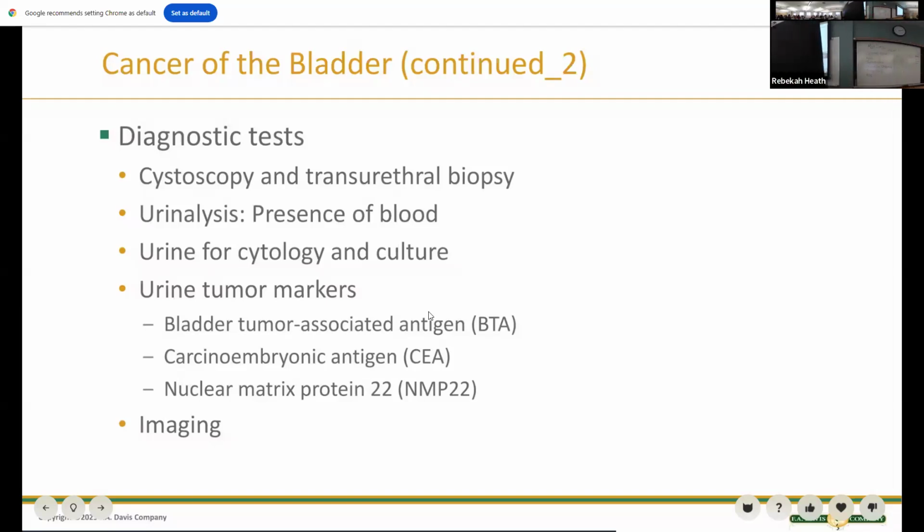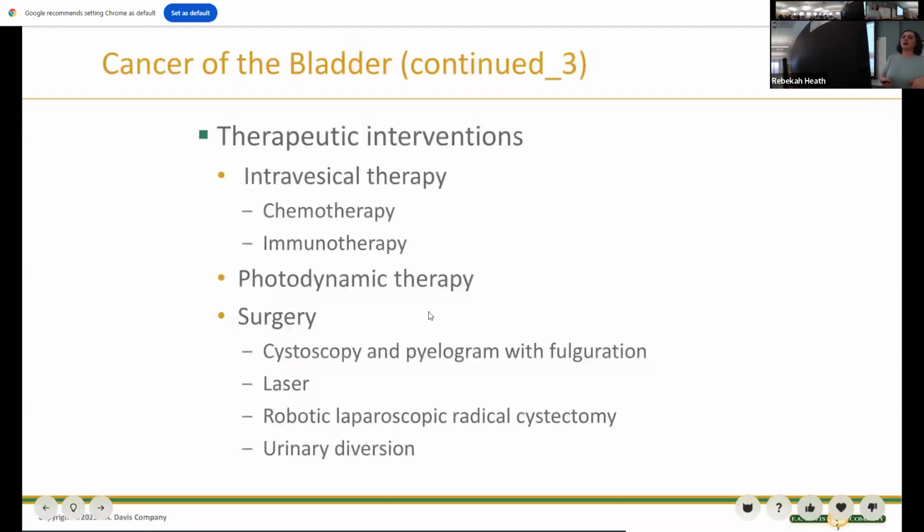We're also going to do imaging. What does imaging mean? Yeah, it's usually any type of radiological study. So like you said, MRI, CT, X-ray, any of those things. We're going to do some imaging to try to figure out where the cancer is at.